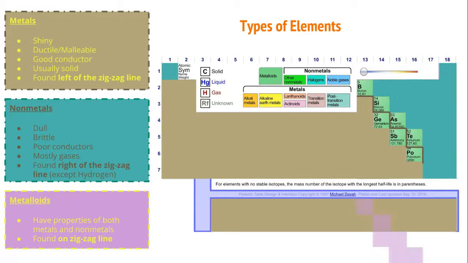And then right on that zigzag line, we have what we call metalloids, that based on the situation they're in, they could act as either a metal or a nonmetal. It just kind of depends on what's going on around them.